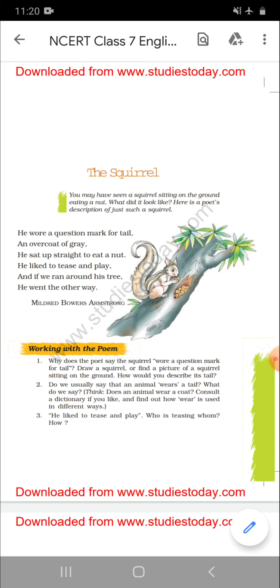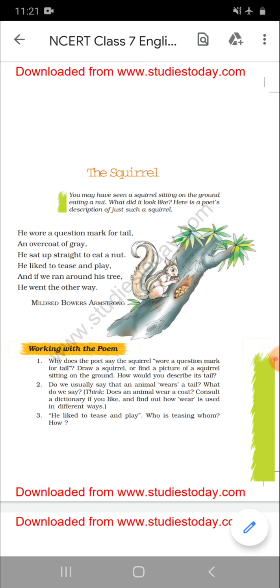So it begins with asking us that we must have seen a squirrel sitting on the ground eating a nut. If you ever go outside your houses near a forest or near some trees, you're bound to see squirrels. Now, it asks us, what does a squirrel look like? Describe a squirrel. Try and bring to mind a squirrel as you're reading through this poem or listening through this recording. And let's read through the description of a squirrel from the poet's point of view.